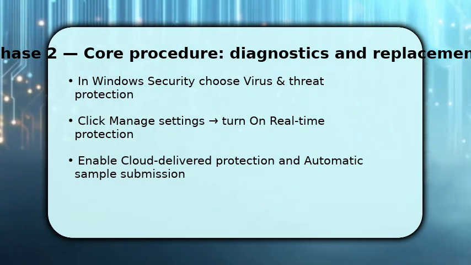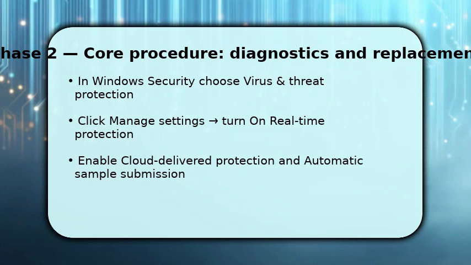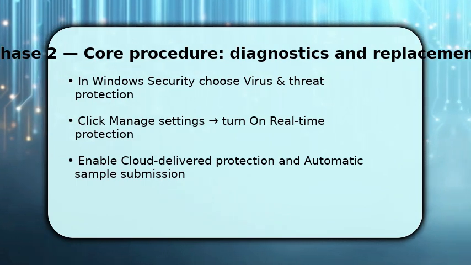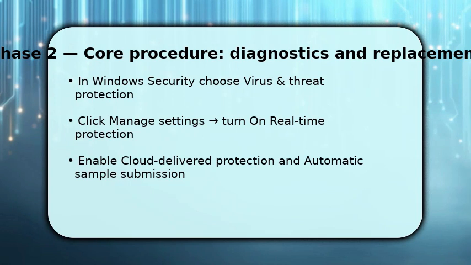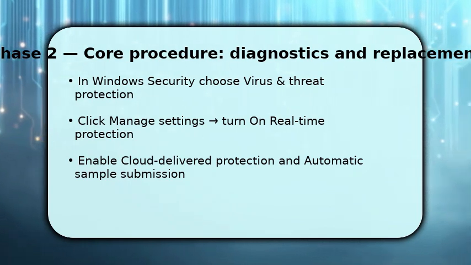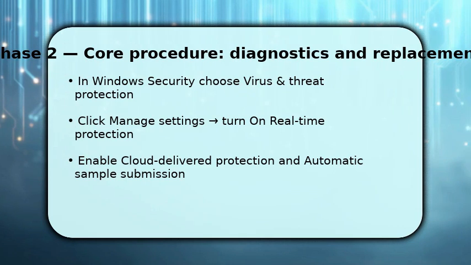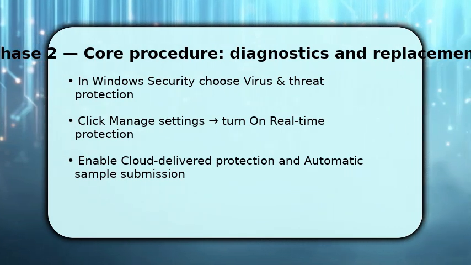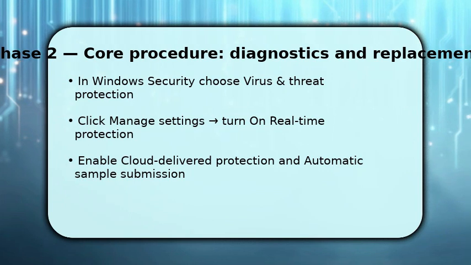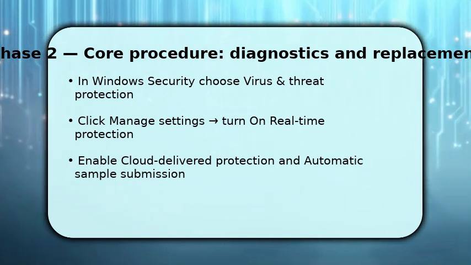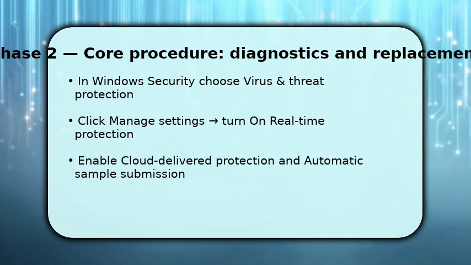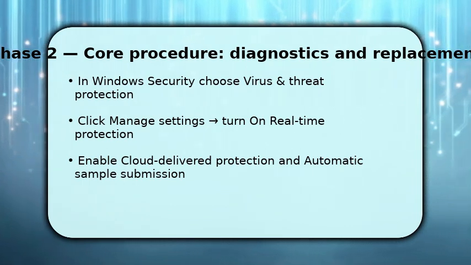Next, enable cloud-delivered protection to speed threat detection and turn on automatic sample submission to help Microsoft analyze suspicious files. Make sure tamper protection is enabled to prevent settings changes by malware. Once these are set, Defender will update its definitions automatically. Check protection updates to force a manual update if you want immediate signatures.